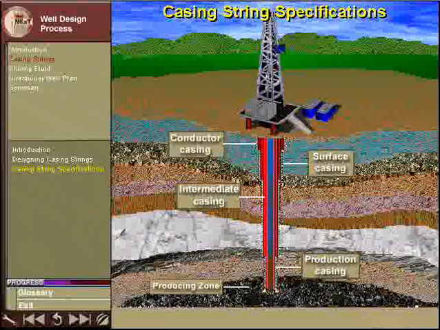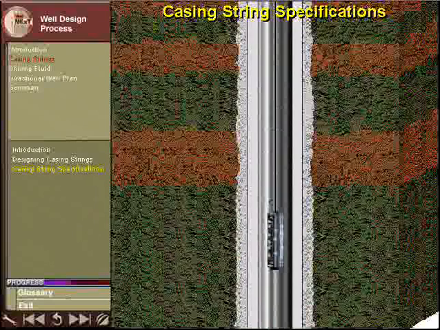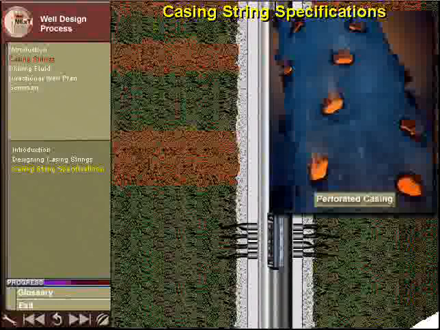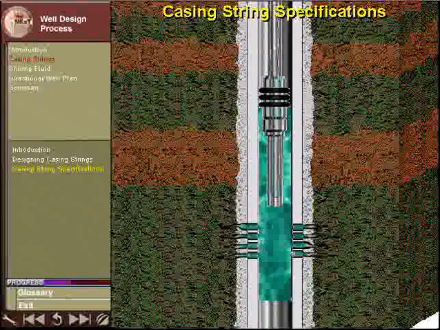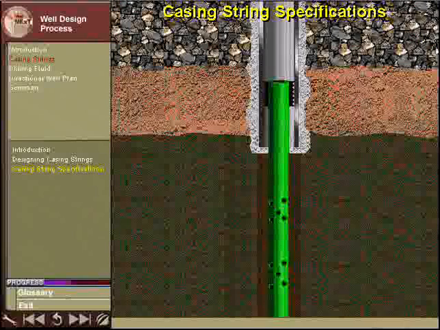Finally, once the producing zone is drilled, production casing is run. Production casing is about 8 to 10 inches, or 200 to 250 millimeters in diameter. The operator usually perforates or puts holes in this casing when the well is completed and ready to produce. Oil and gas flow into the well through the perforations.